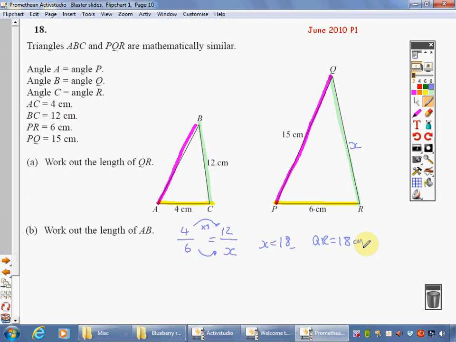The next bit, work out the length of AB. Got to find AB. I'm going to call that y just for ease. So y divided by 15 has got to be equal to, well, 4 over 6. Now looking at that, there's no nice match between those two. However, 4/6, same as 2/3. Now it's easy. To get from there to there, I'm timesing by 5. So to get from there to there, times by 5. 2 times 5 is 10. So y equals 10. So, what was that? That was AB.